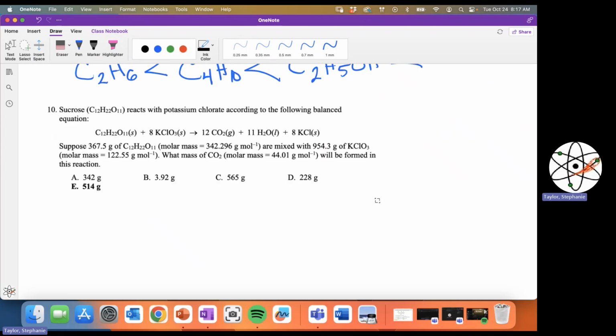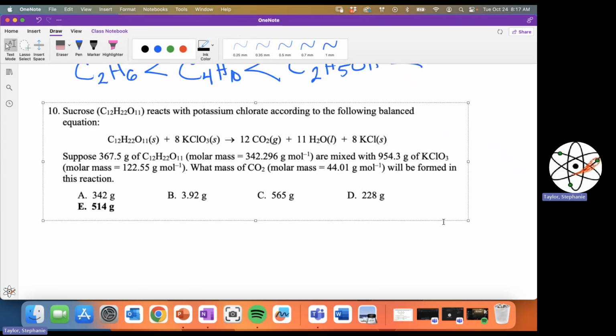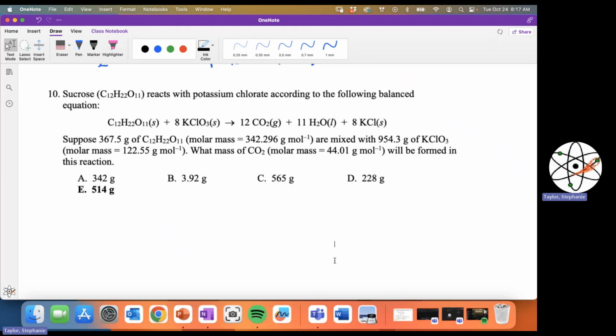Sucrose reacts with potassium chlorate according to the following balanced reaction. And hey, they balanced it for us. We've had this conversation before, but I'll say it again. We're just going to trust all those numbers. Suppose a certain number of grams of our sucrose is mixed with a certain amount of potassium chlorate. What mass of carbon dioxide will be formed in the reaction?